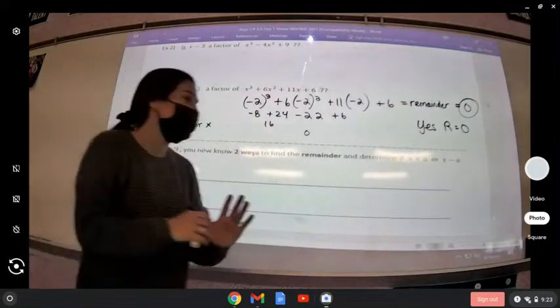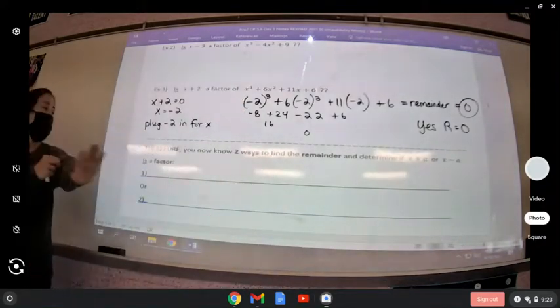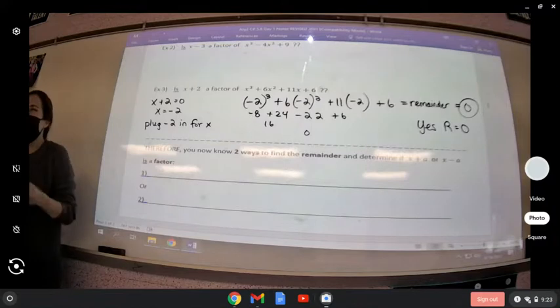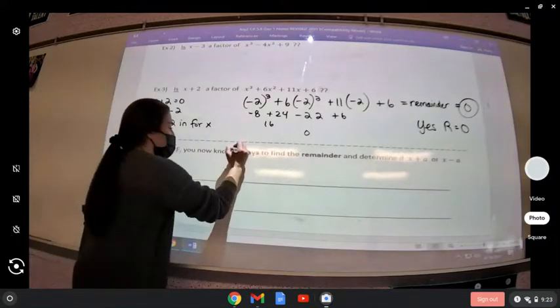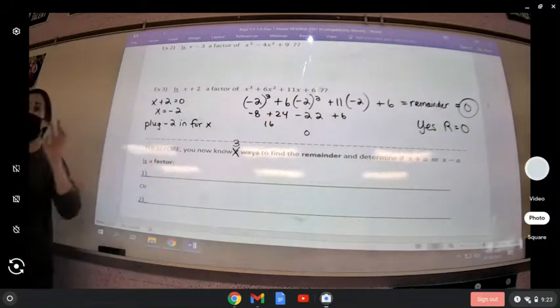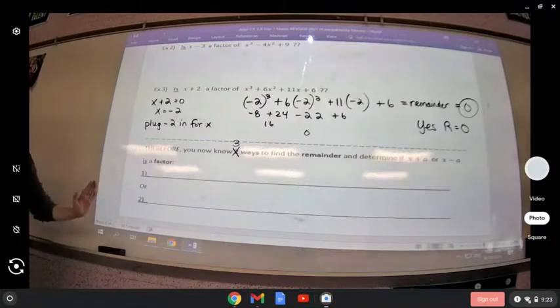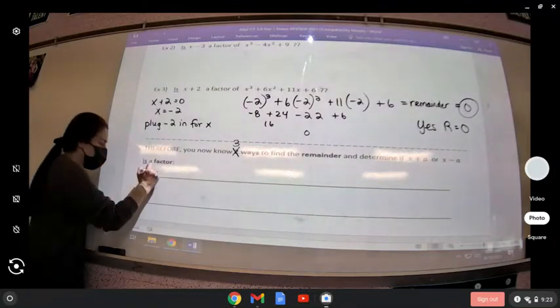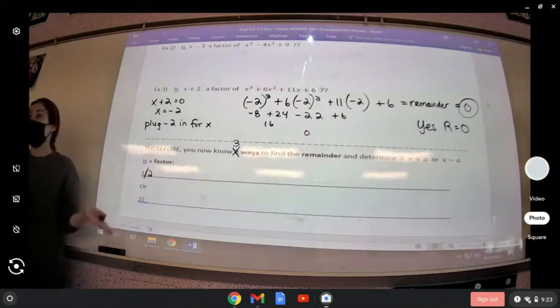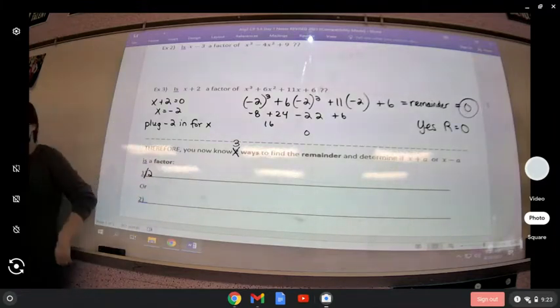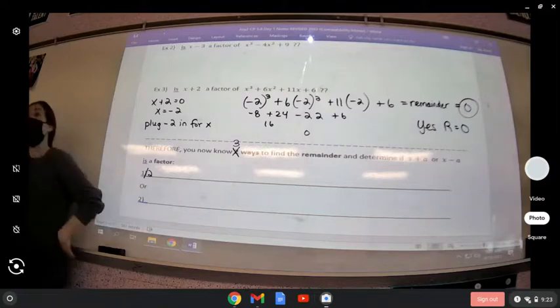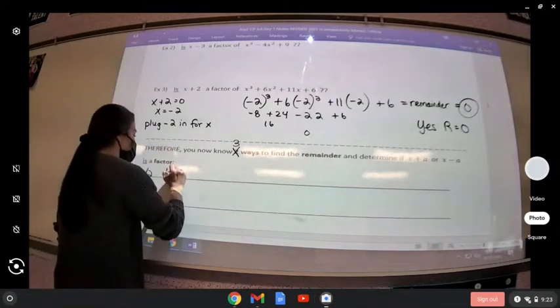Okay? So, at the end of today, you now know, and guys, I really should have put 3, you now know 3 ways to find the remainder and determine if something is or is not a factor. The first and second way would be long division and synthetic. Long divide, wait for the remainder. Synthetically divide, wait for the remainder.